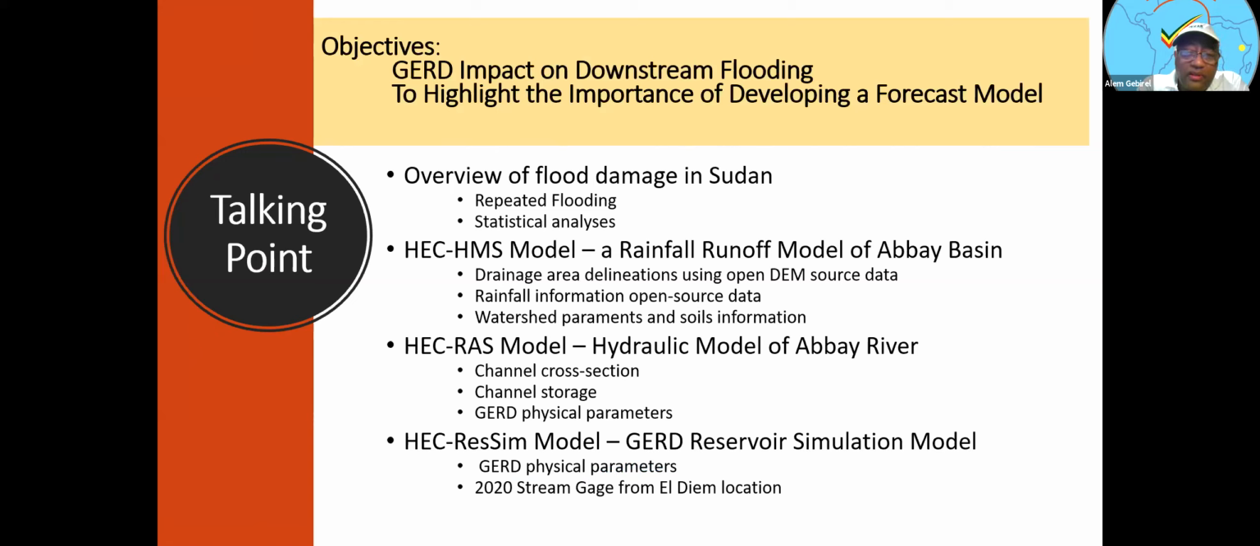I'll give you a very high-level overview of the flood damage in Sudan, and I'll talk about the models and modeling tools that can be used to analyze either flooding or reservoir simulation. Let's go to the next slide.